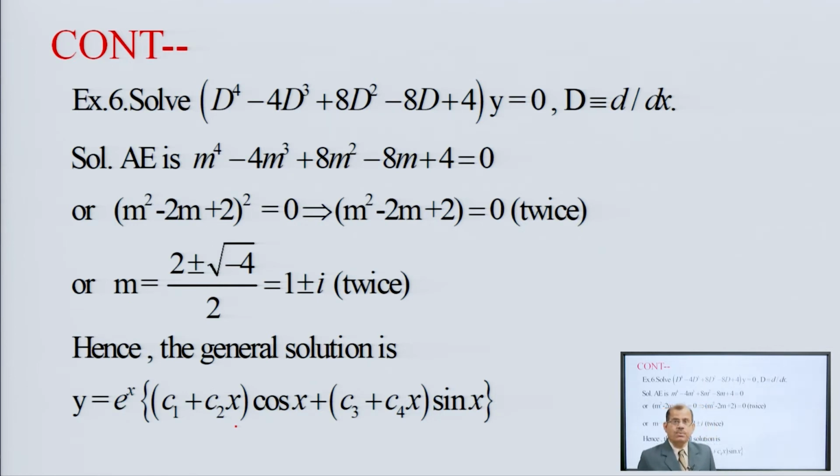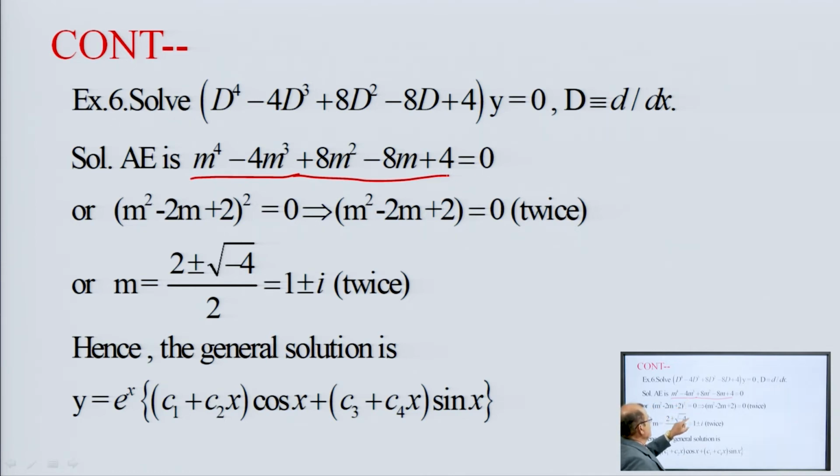Solve D4 minus 4D cube plus 8D square minus 8D plus 4 y is equal to 0, where D stands for d by dx. How do we find the solution? We first find the auxiliary equation, and the auxiliary equation is obtained by putting m for D, means we replace D by m, means we get m raised power 4 minus 4m cube plus 8m square minus 8m plus 4 is equal to 0.